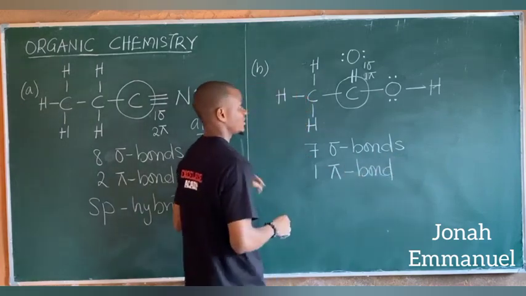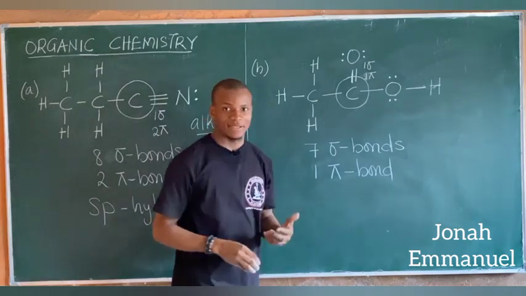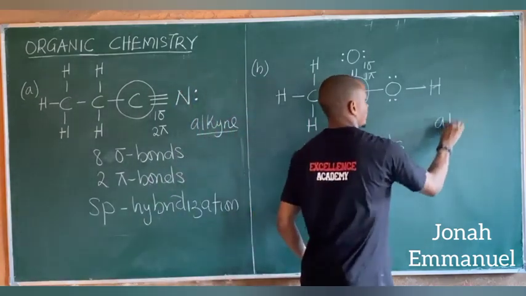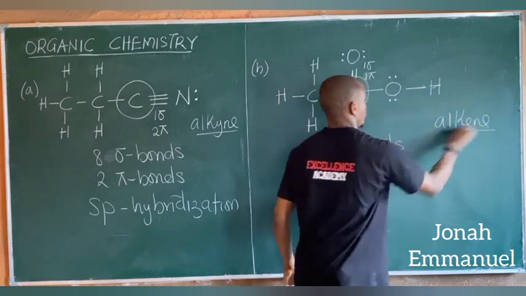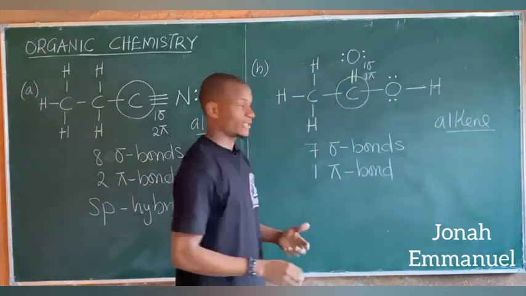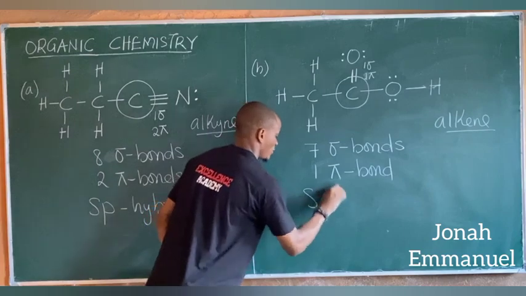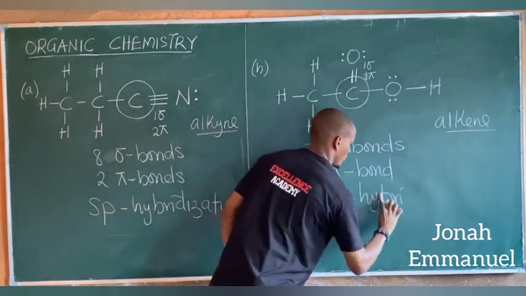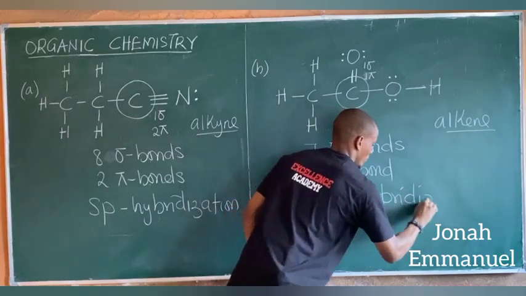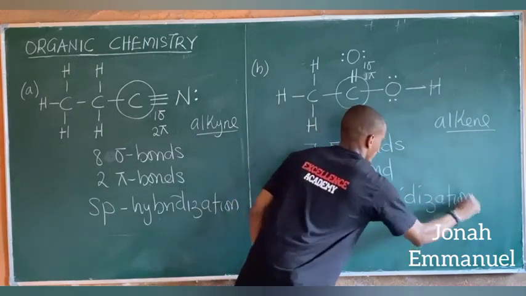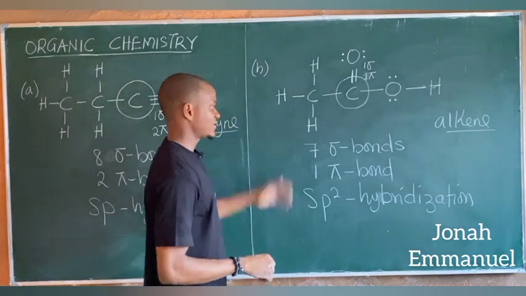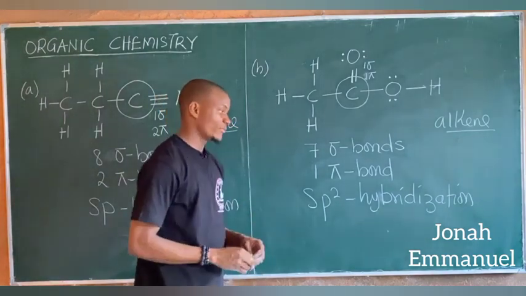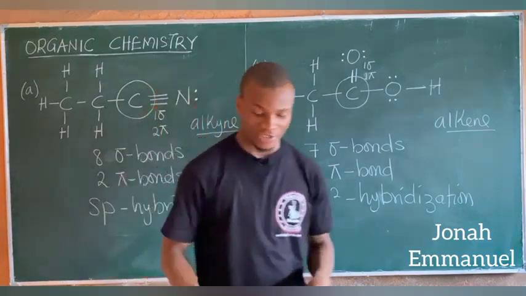And then finally, the hybridization pattern. This is a double bond. A double bond represents an alkene. And we said for an alkene, your hybridization pattern is what there? sp² hybridization. So this has 7 sigma bonds in total, 1 pi bond, and sp² hybridization.